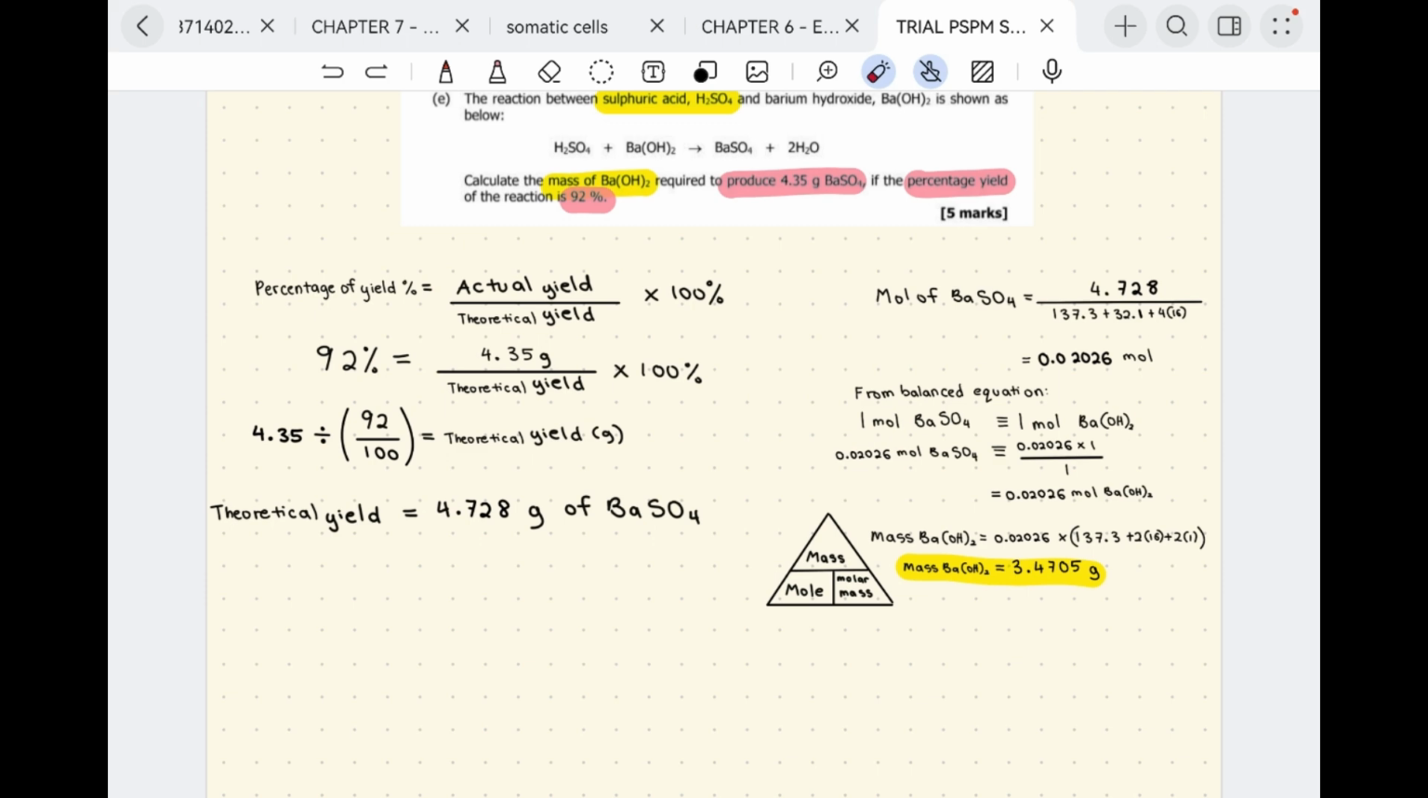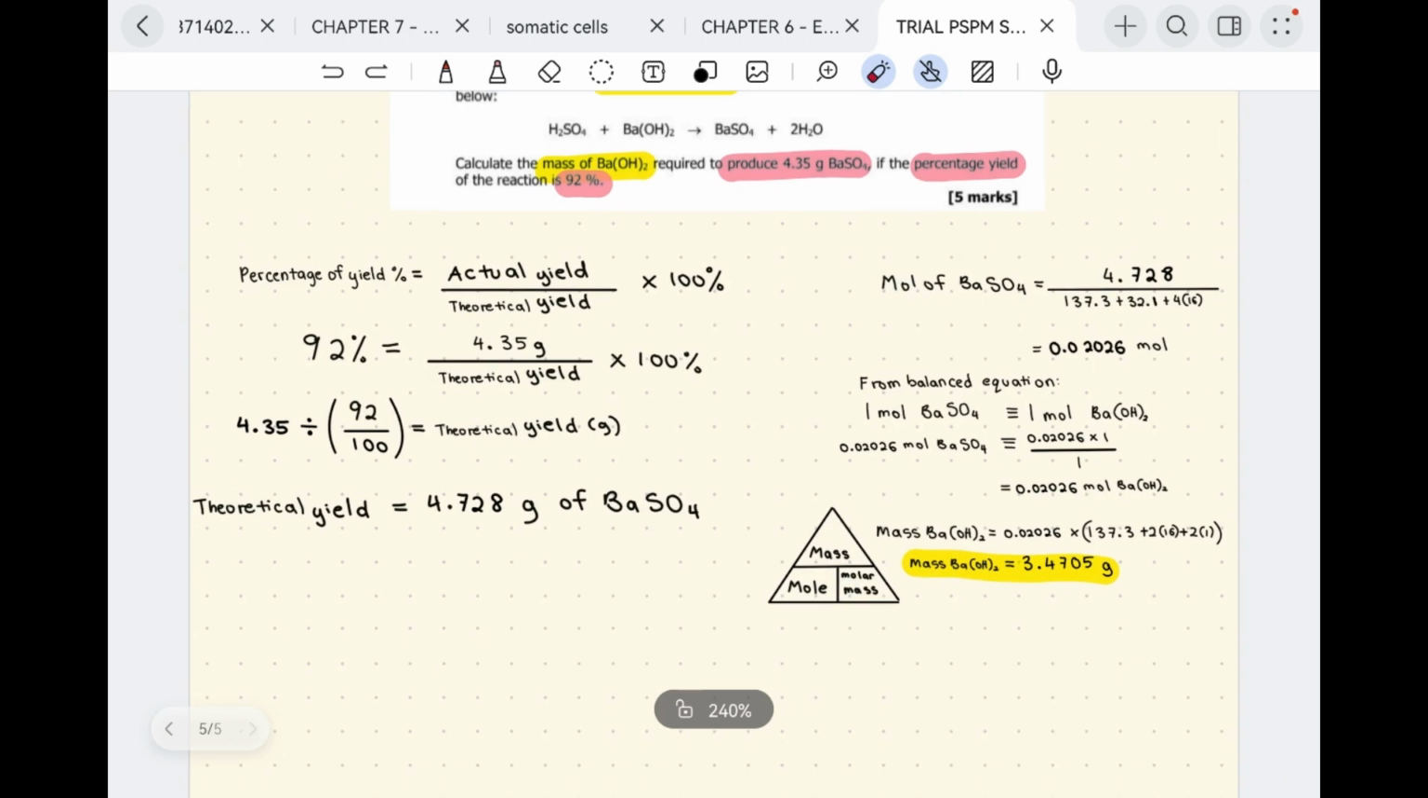We can do stoichiometry to find the mole of barium hydroxide. From the balanced equation, we can observe that 1 mole of barium hydroxide forms 1 mole of barium sulfate. So we can write 1 mole barium sulfate is equivalent to 1 mole of barium hydroxide. So if 0.02026 mole barium sulfate reacts, how many mole barium hydroxide is produced?